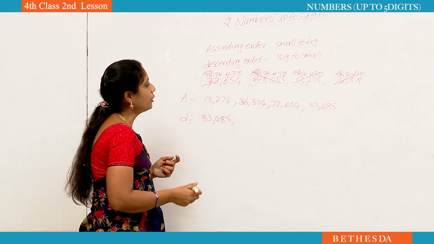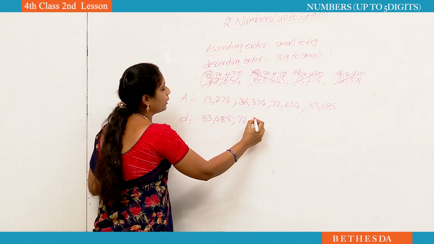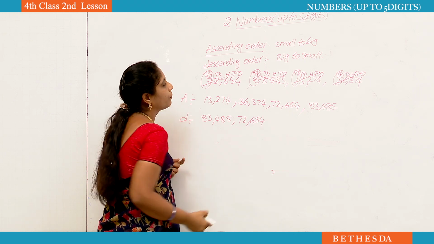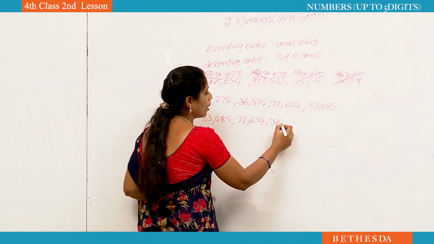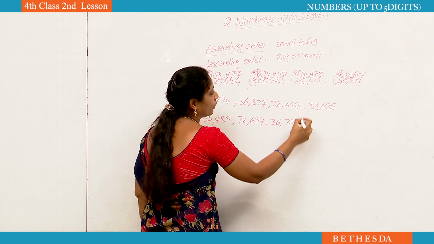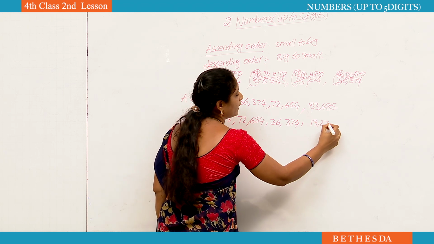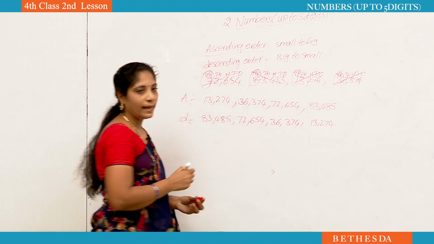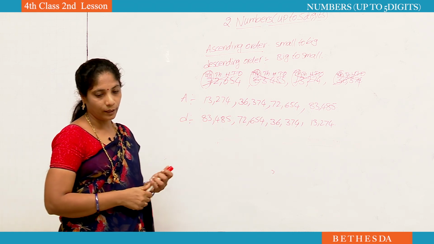83,485. Next number, which is the biggest number? 7. Cut this number and write 72,654. Next one is 3. Cut this number and write 36,374. Remaining number is 13,274. Like this you have to do ascending order and descending order.